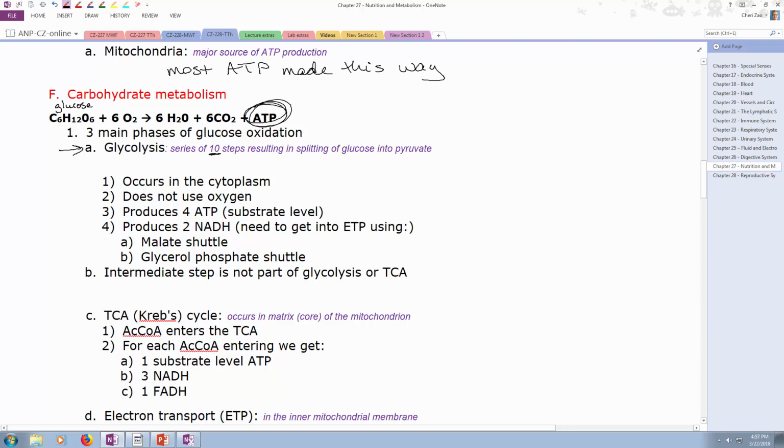Glucose is 6 carbons. Remember, glucose equals 6 carbons. Pyruvate equals 3 carbons. So how many pyruvates do you suppose we're going to get from 1 glucose? 2. And that is indeed what we get. This occurs in the cytoplasm, does not require oxygen, and is considered an anaerobic process.